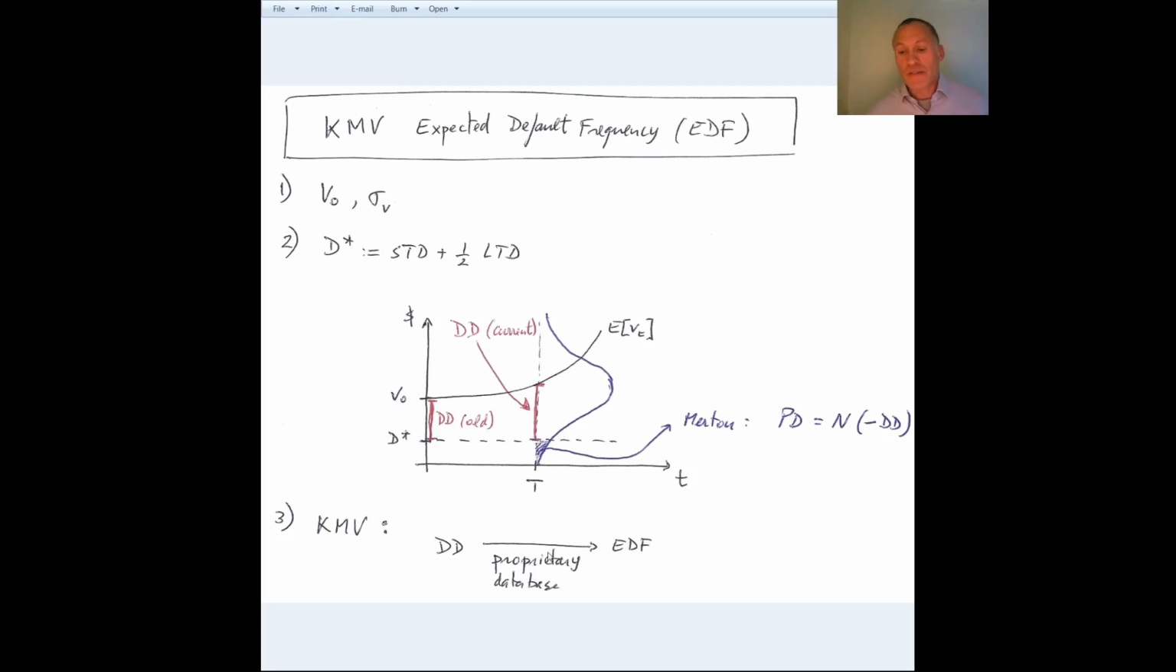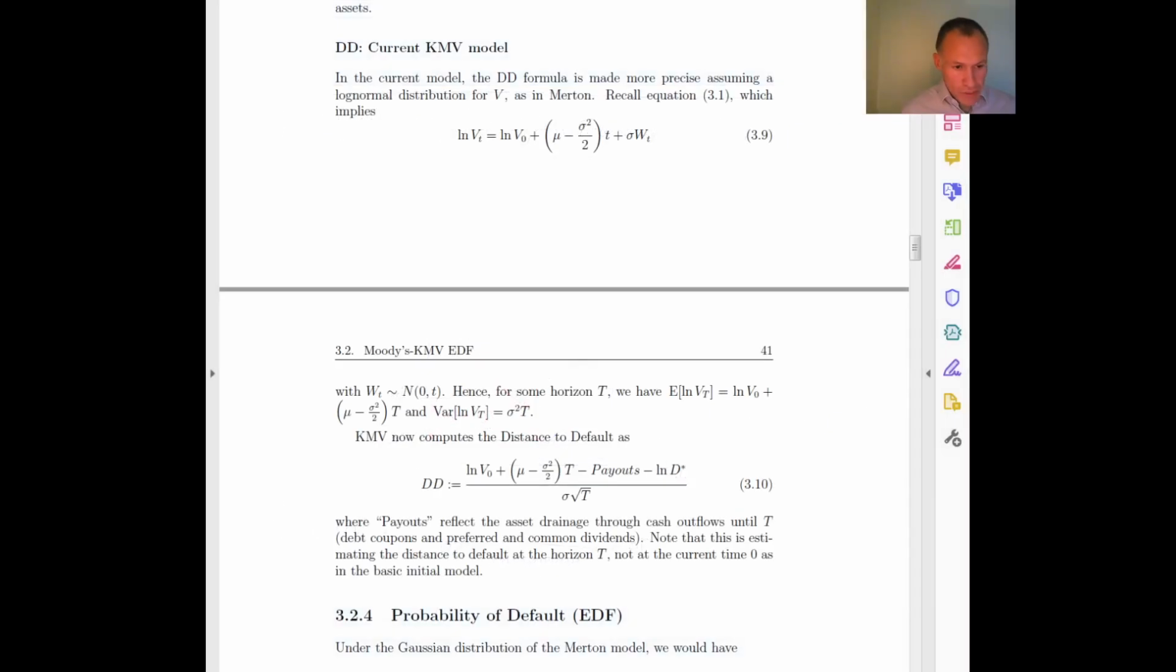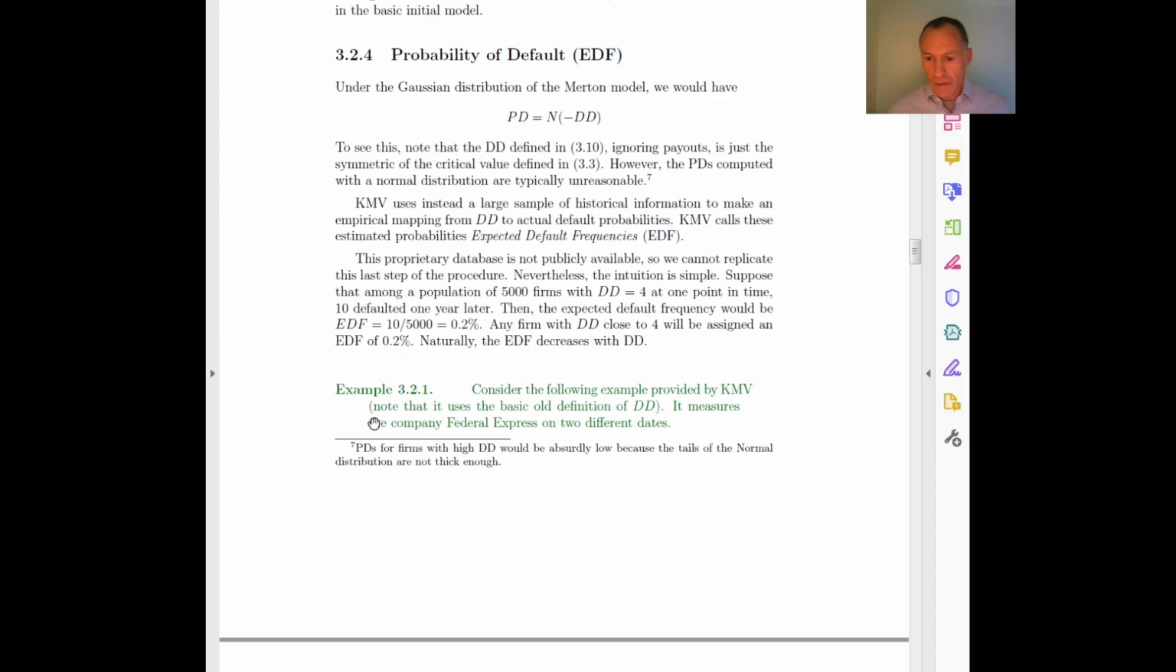Again, this is a probability of default, just with a different name. The point here is that we, again, do not know how they do this mapping. They use some proprietary database that they have of firms that have defaulted through time. And without that database, we cannot do this last step of going from the distance to default to an actual probability of default. So going back to the handouts, this is where we were.